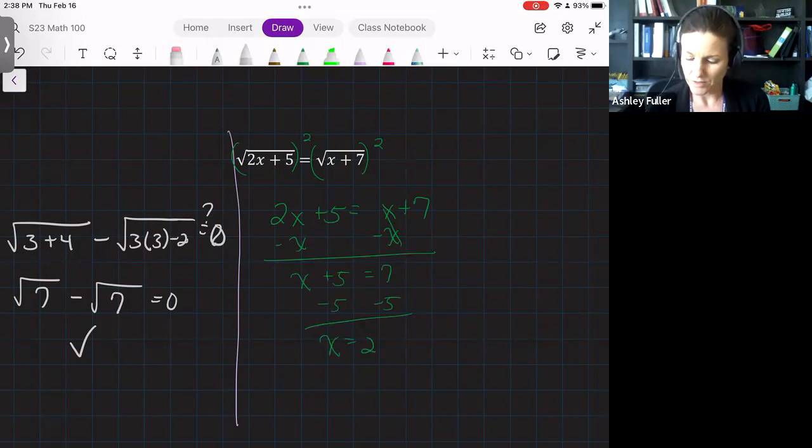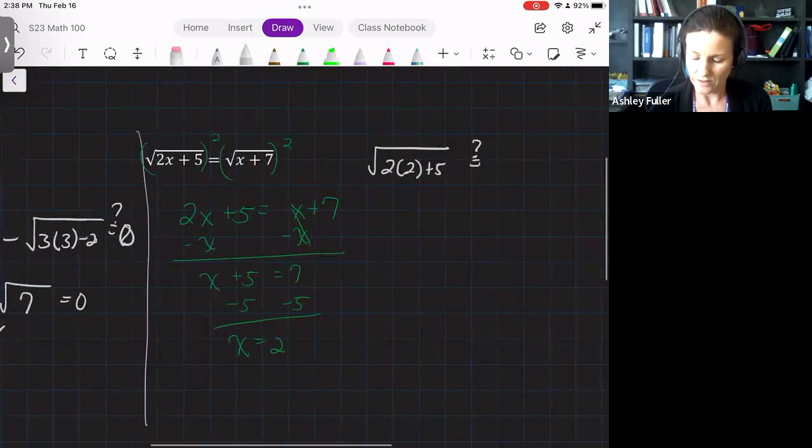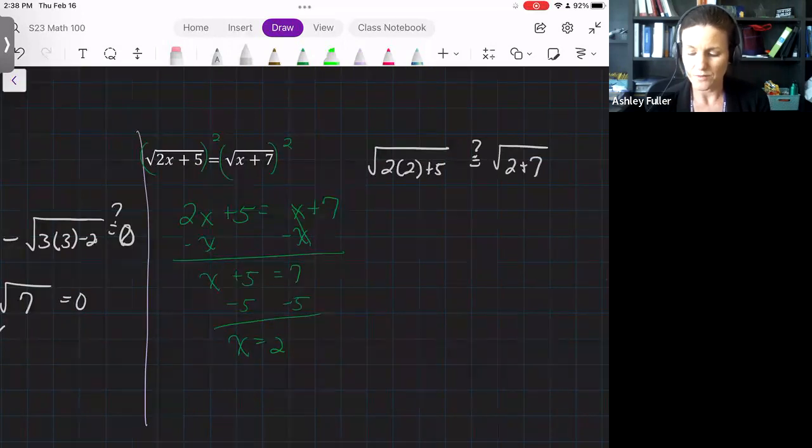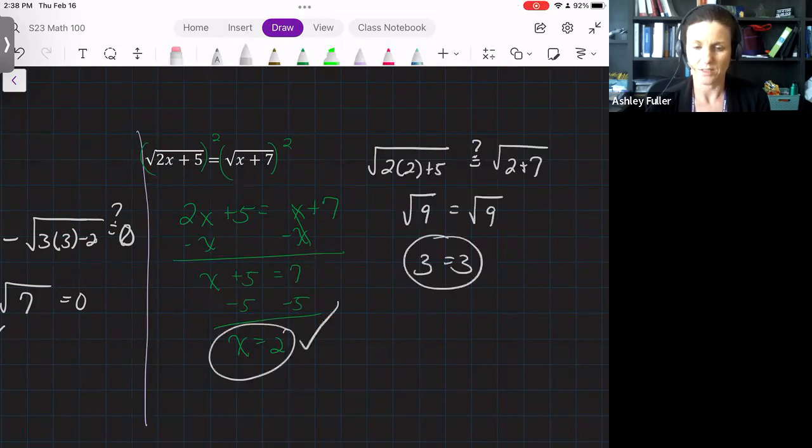Upon checking it in the original equation, I get the square root of 2 times 2 plus 5. I want to see if that indeed equals the square root of 2 plus 7. 2 times 2 is 4 plus 5 is the square root of 9, which does indeed equal the square root of 9, or 3 equals 3. My solution is true.